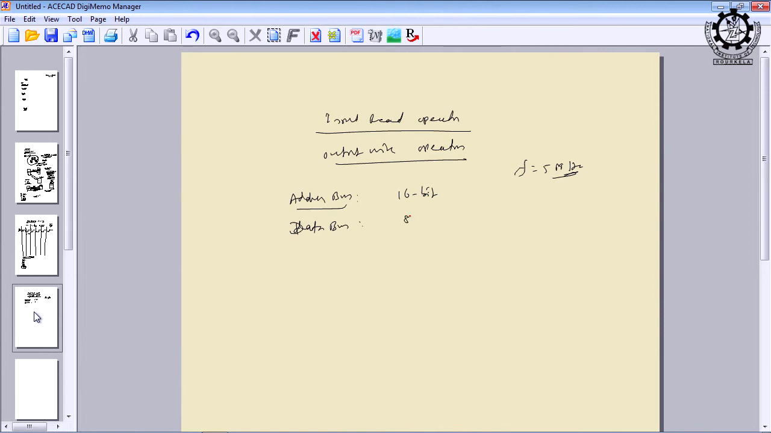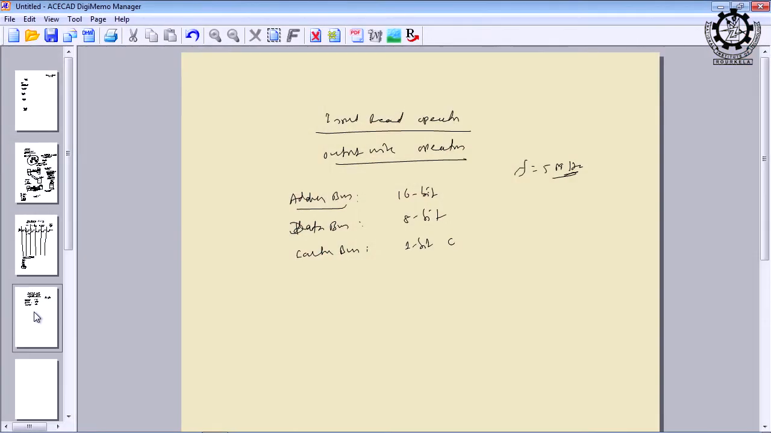Then the data bus size is 8 bit, and a control bus is always 1 bit with respect to a signal. If it is memory read, it is 1 bit. Why is it 1 bit? 1 bit means 0 or 1. If I say 0 is a memory read operation, 1 can be a memory write operation.